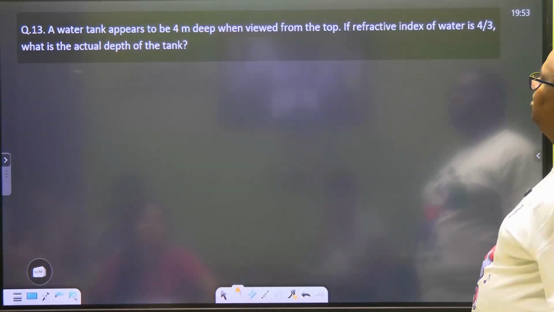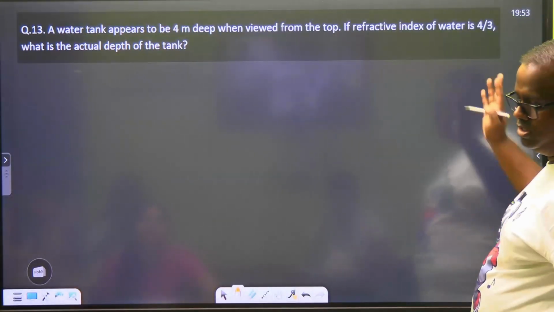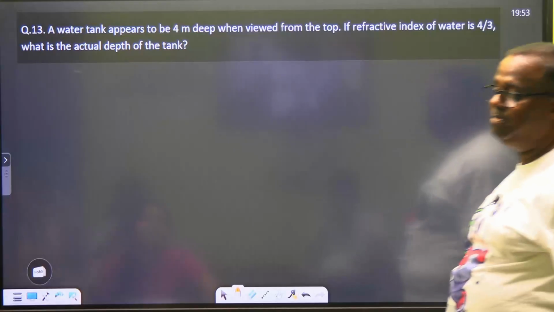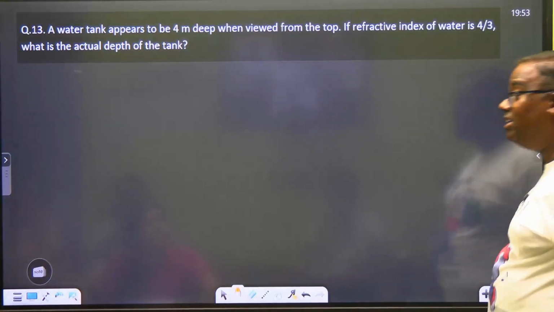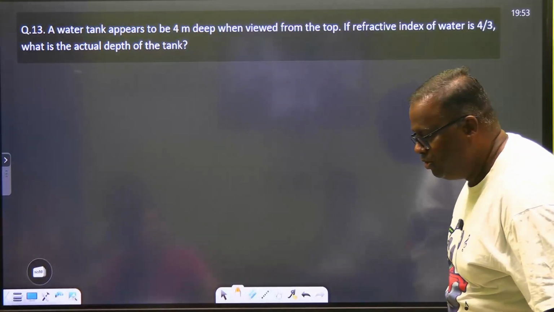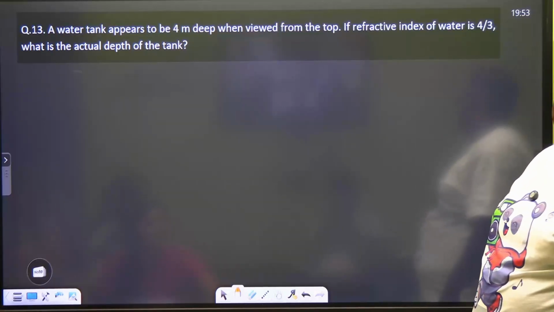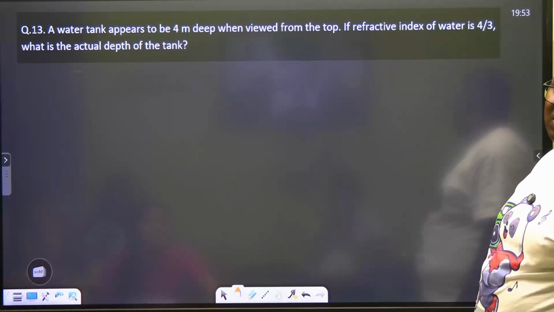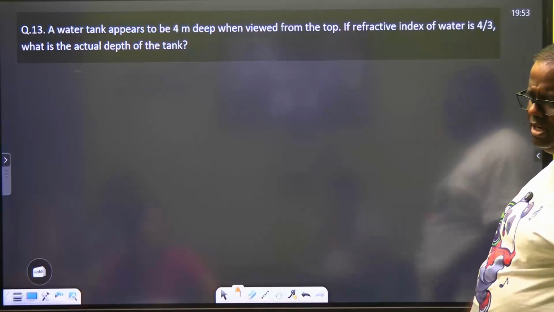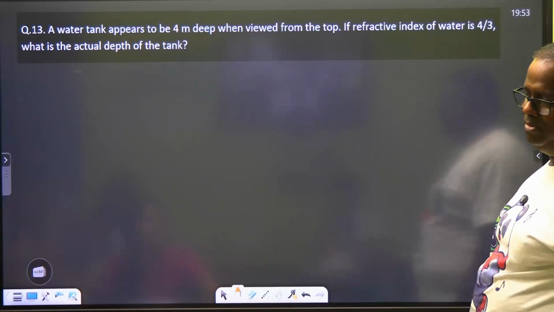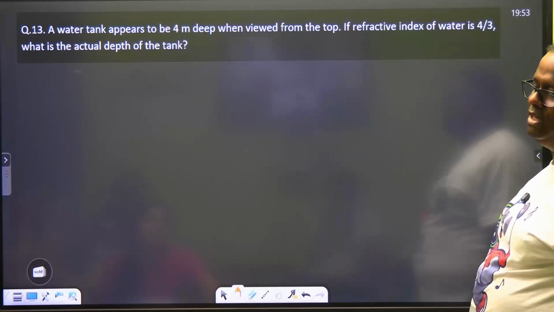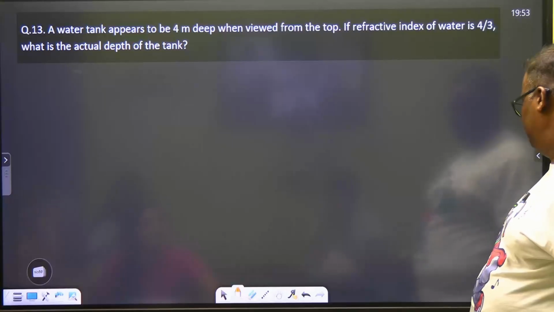A water tank problem, you will not know this. This is a grade 12 problem. This is apparent depth and actual depth. When you enter a swimming pool, don't you find that the swimming pool is less deep? So this concept is there. This concept we will also study, just that we will not do the problem. The refractive index is equal to real depth upon apparent depth. That is the formula we use. So it's done.